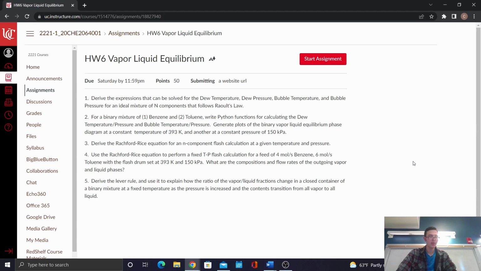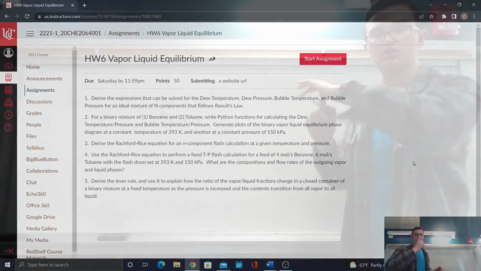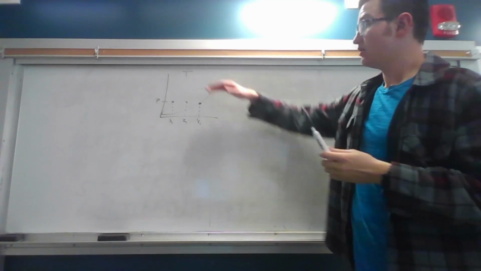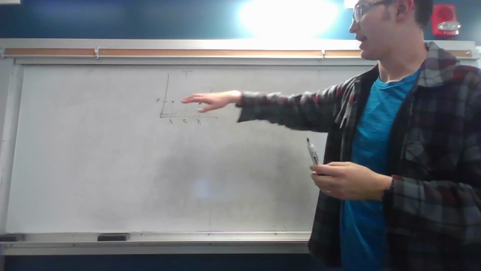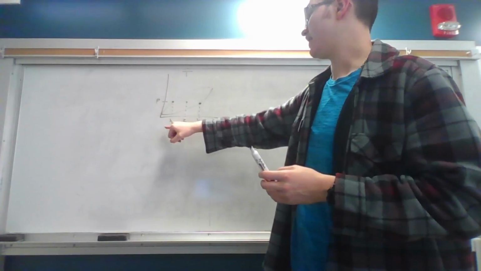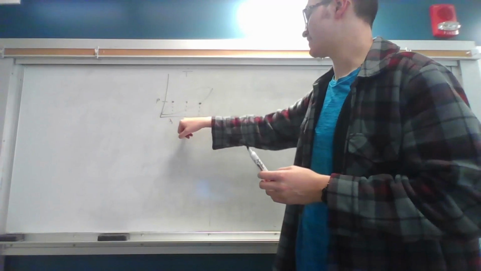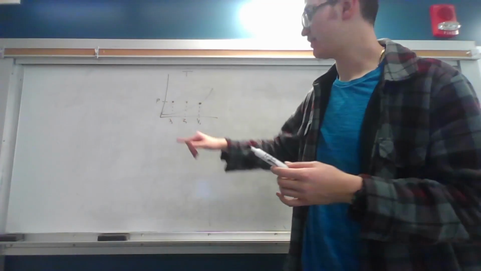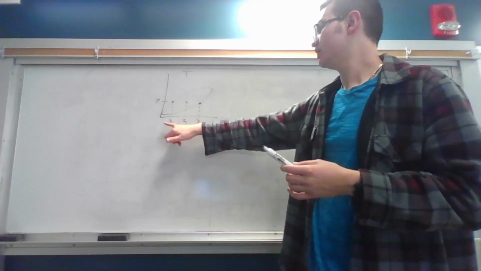Seems simple enough? Well, as you can see behind me, we have a pressure graph where pressure is on this side, and the components x1, z1, and y1. We've already explained them: x1 is the mole fraction of liquid.